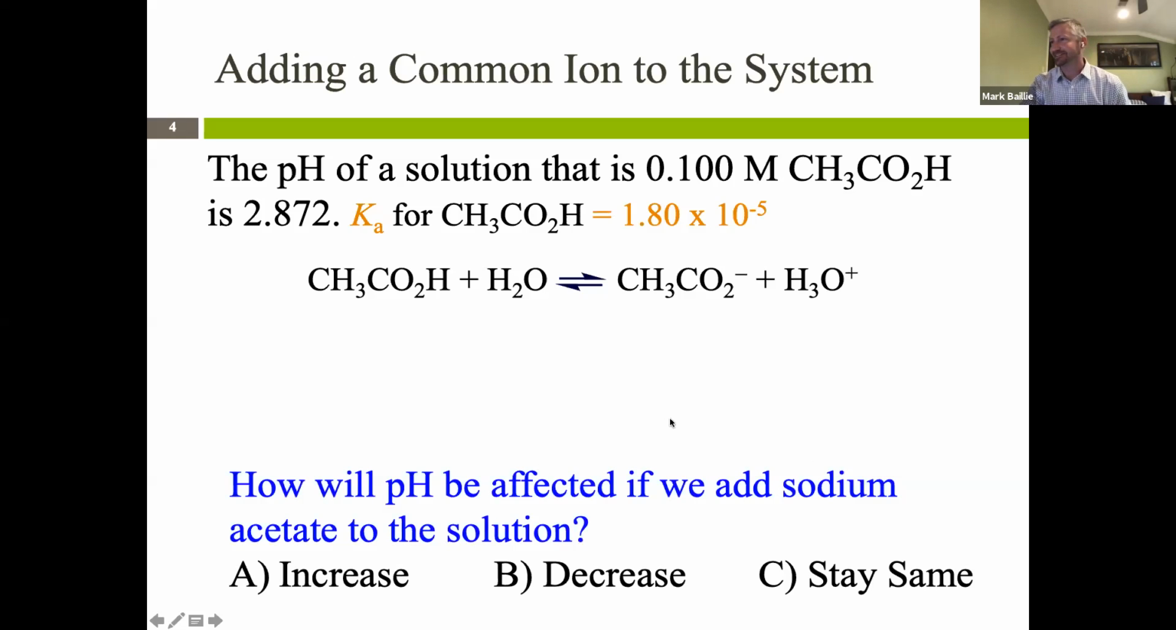It's fantastic. So if we're going to add sodium acetate to this solution that we already calculated, right, pH of 2.872, it's an acidic solution. We're going to add sodium acetate. What's going to happen to the pH of the solution? Is it going to go up? Is it going to go down? Is it going to stay the same? Go ahead and click in your answer.